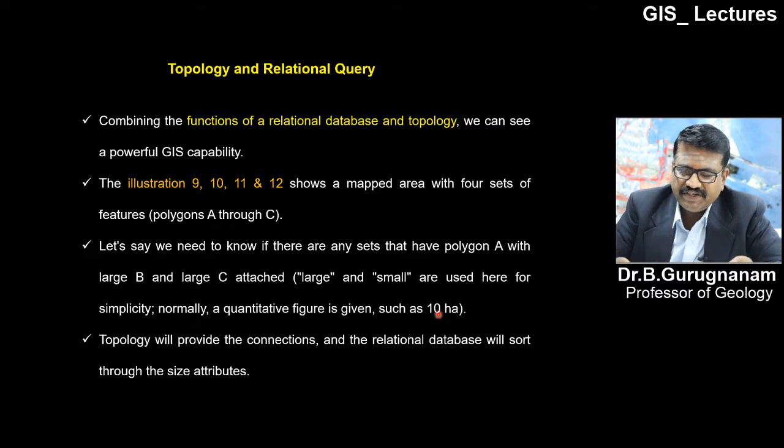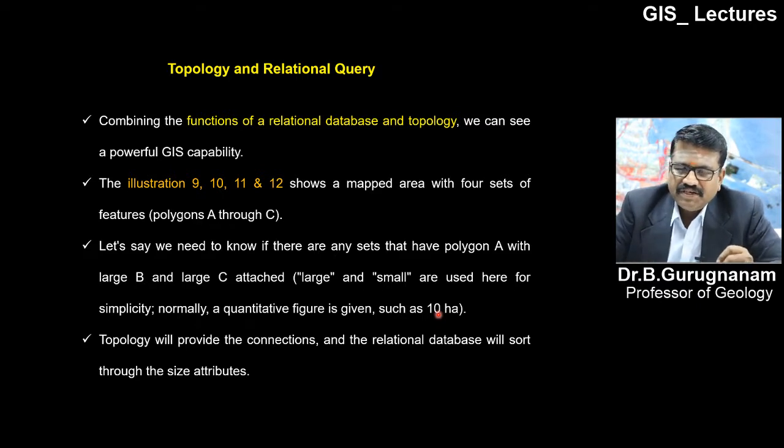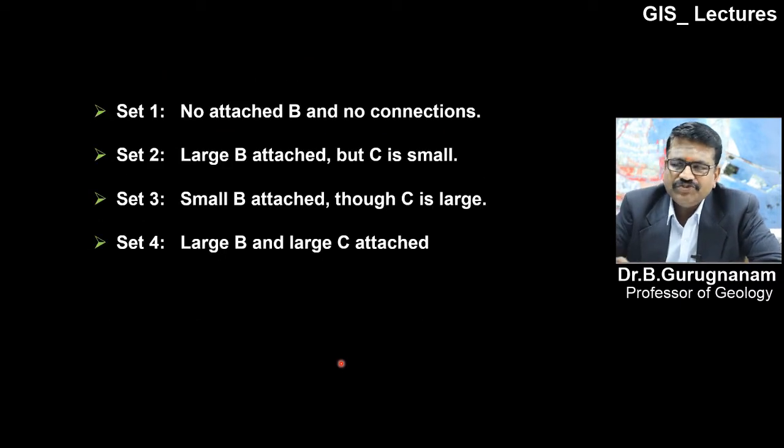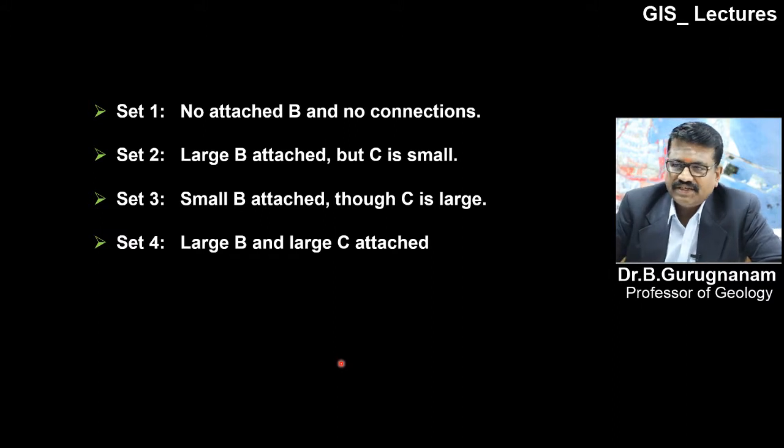Normally, once you digitize a polygon, you will get the area. But here, in the explanation, A is large, or B is large, or C is large, or vice versa, A is small, B is small, or C is small. Topology will provide connections between the polygons or lines, and the relational database will sort through the size of the attributes. Of course, you will enjoy the subsequent lectures on how topology plays a key role in GIS. There are four sets I am now going to explain.